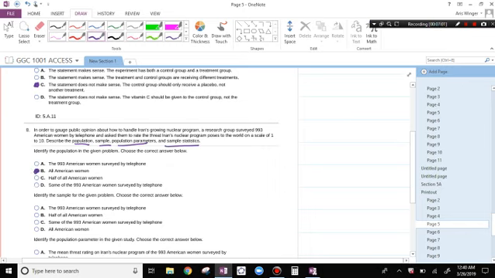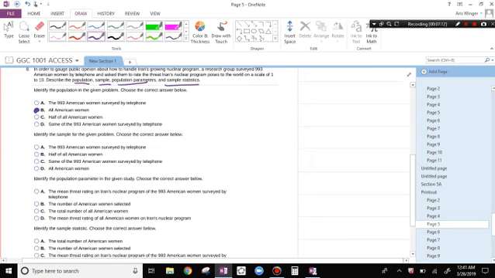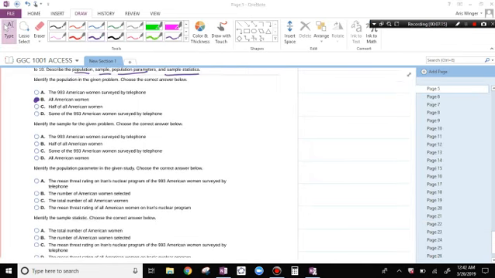The population is the group of women we're trying to get an opinion about. And this group all have something in common, and they were all American women. Identify the sample for the given problem. Choose the correct answer below. The sample would be the 993 women that you took from the population, American women.